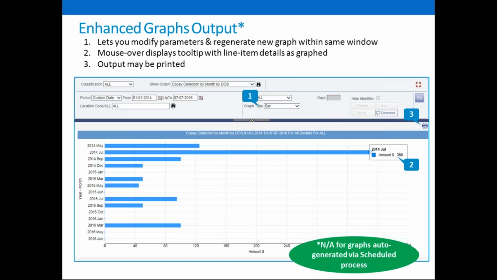The output then is enhanced as far as if you are going to print it or if you just want to view it on the screen, you can hover over to enlarge an area, get the tooltip pop up to tell you the detail that you're viewing.